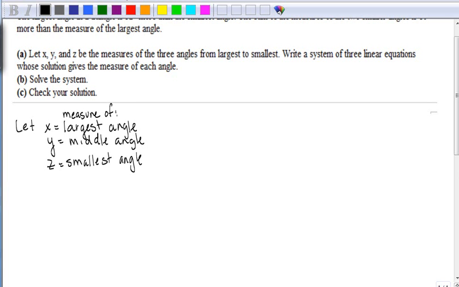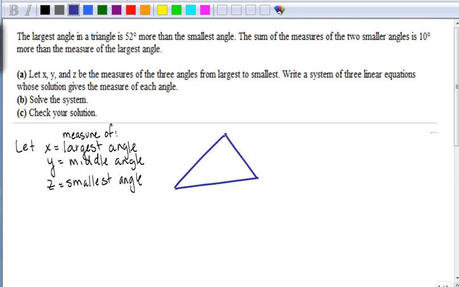So to do that, I'm going to make a picture. I'm going to let x be the measure of the largest, y be the measure of the middle one, and z be the smallest. And then I'm going to come up with three equations. The first equation I'm going to use from the first sentence.